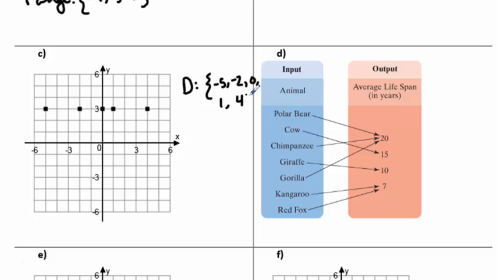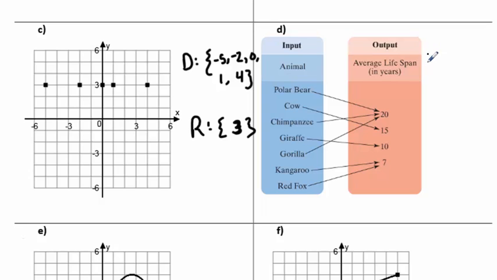So there are 5 different x values in the domain. For the range, the set of y values, there's only one y value, the y value 3, in all of those ordered pairs. So I write my bracket, 3, close my bracket. 3 is the only y value here. Every single one of these ordered pairs has a y value or a height value of 3.